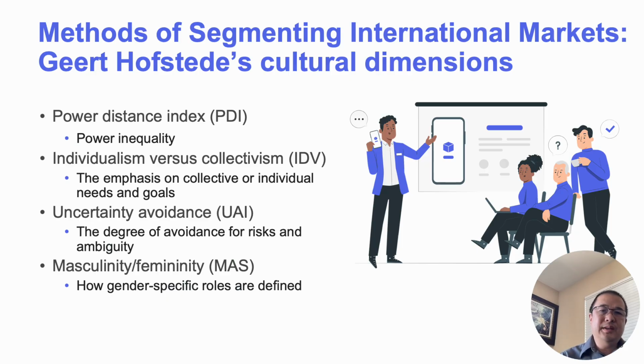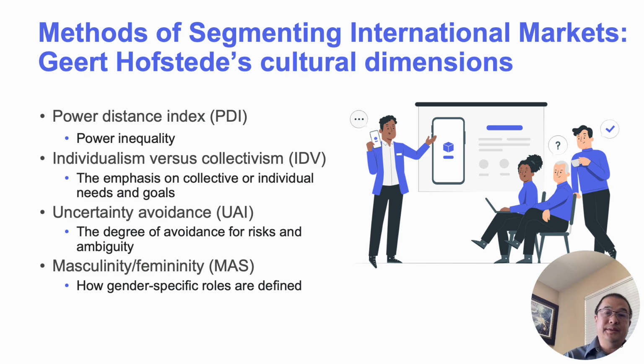Number 4, masculinity versus femininity, or MAS. This dimension measures how society defines traditional gender roles and values. In Hofstede's model, masculine cultures value competition, achievement, success, and performance. Examples are Japan and Germany.